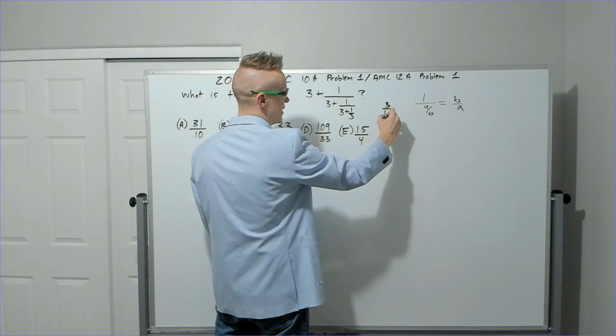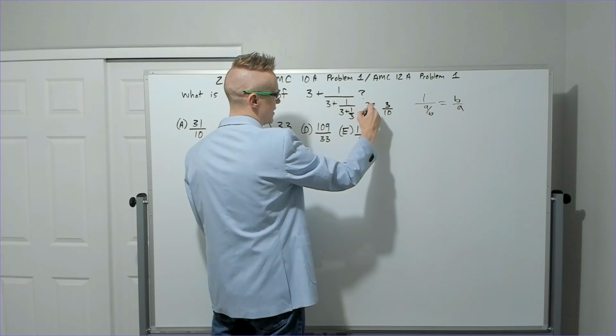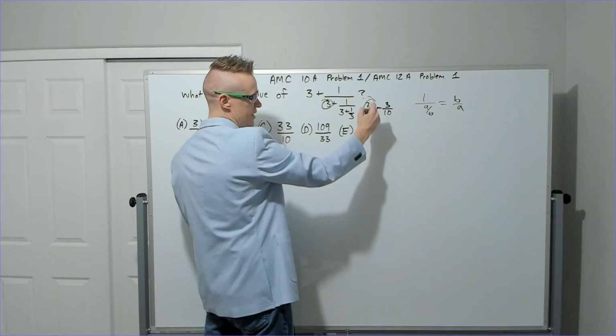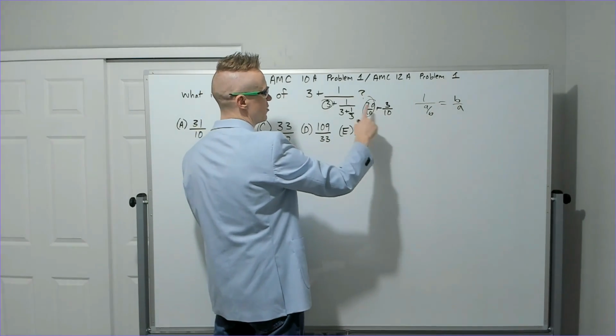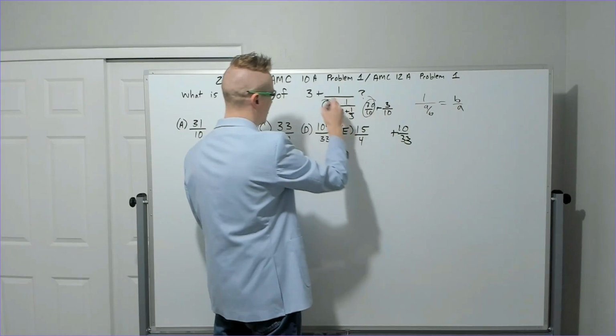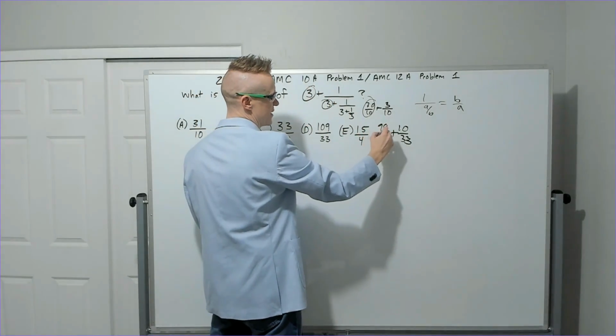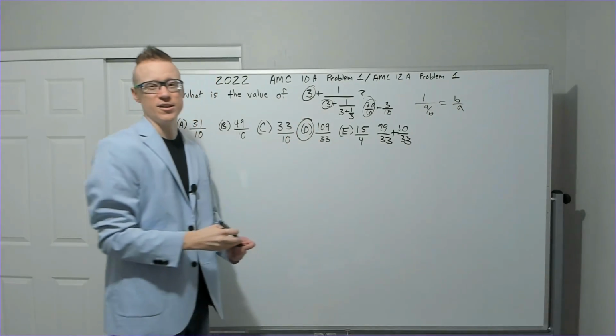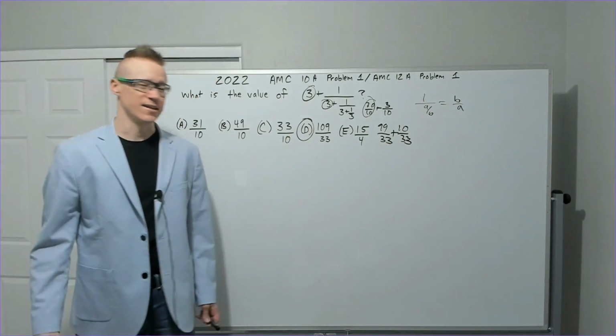That's now 3/10. Then you're going to have 30/10 plus 3/10. This 3 right here becomes 30/10. 30/10 plus 3/10 is 33/10, but you're flipping it. So it's 10 over 33. As you're writing it, change the 3 to 99 over 33, 109 over 33. Let's get to the next problem.